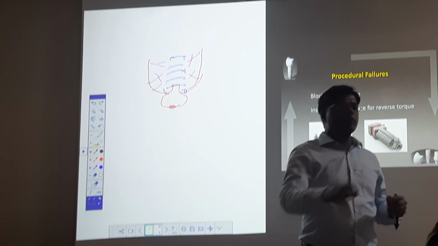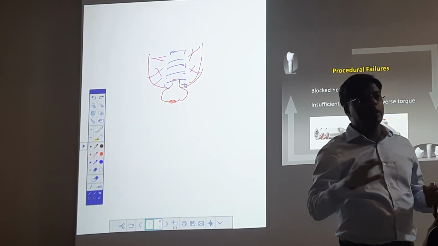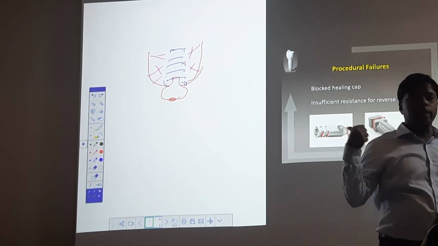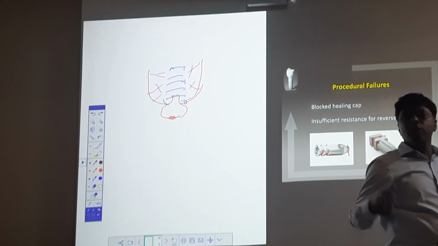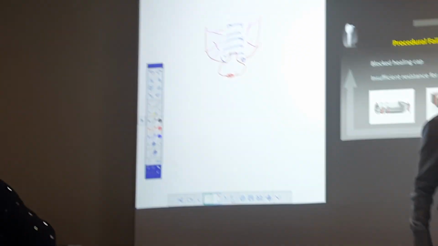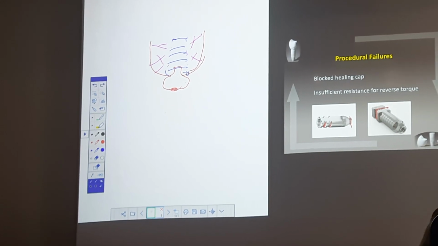So as far as possible, don't use closed tray transfers in maxillary posteriors. It can create problems, because you are pulling. You are exerting force on the weak trabecular pattern of the maxillary posterior. So that is also one of the leading causes of failures.